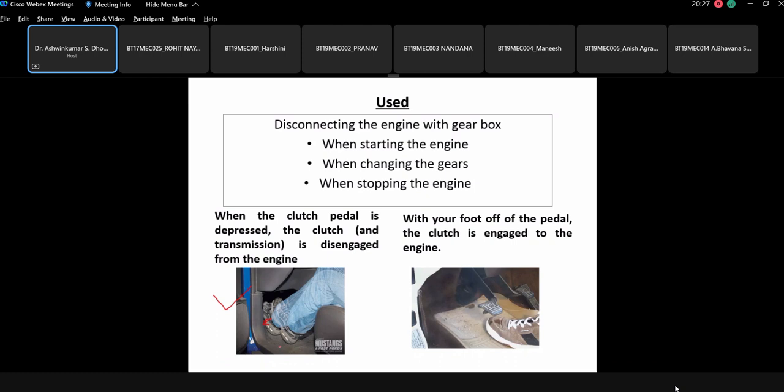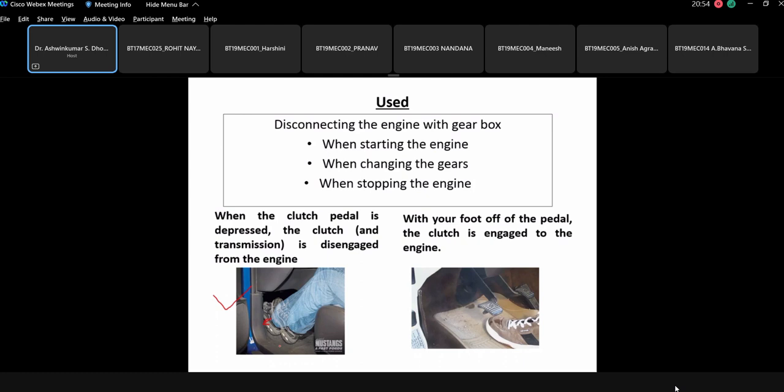So usually you might have seen that when you give your vehicle for servicing and there is a problem of a sudden jerk when you change the gear, the service engineer will ask you whether you drive the vehicle in half clutch. Half clutch means some people are used to pressing the clutch halfway.